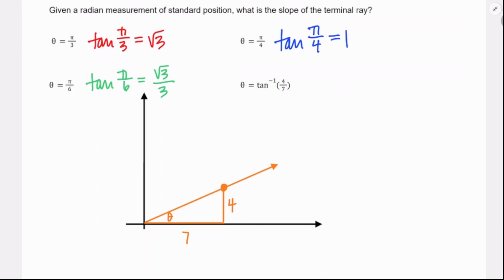So you could look at it like that and say, oh, well, the slope's going to be 4 over 7. But that's the reason I called all these tangent pi over 3, tangent pi over 4, tangent pi over 6, so that when I got here I could say tangent of inverse tangent, or arctangent, of 4/7. Remember, tangent and inverse tangent undo each other. That's what inverse functions do. So that's going to equal 4 over 7, which you could also see on the diagram.